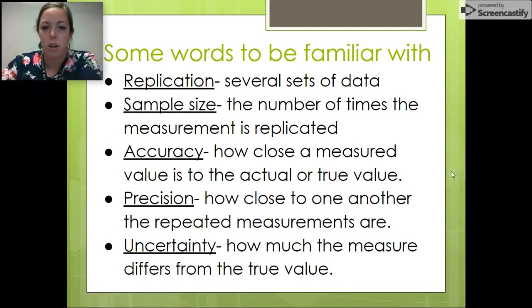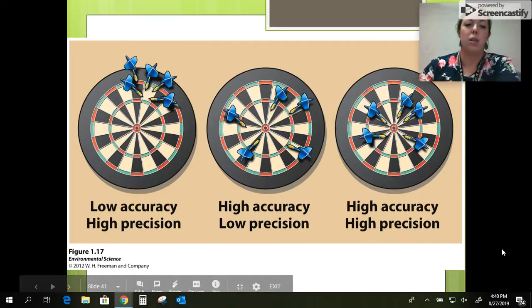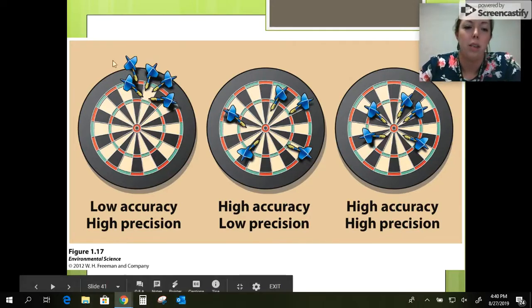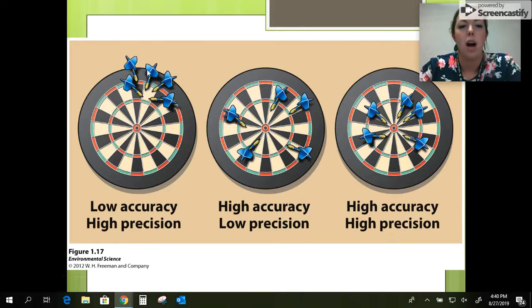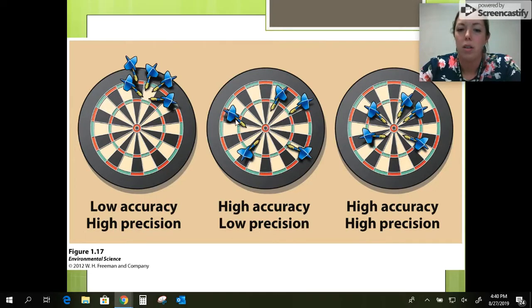So let's look at this picture here. This is what you've seen before, right? Everybody has. This first example would be an example where there is low accuracy, because we're aiming for the target, but there's high precision. The darts are close to each other, but they're not close to the target. So you've got low accuracy, but it's highly precise. In this situation, you have high accuracy because they're all closer to the target. They're pretty accurate, but the precision is low, so they're very far away from each other. The data points are not that close.